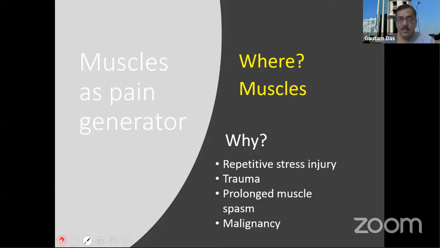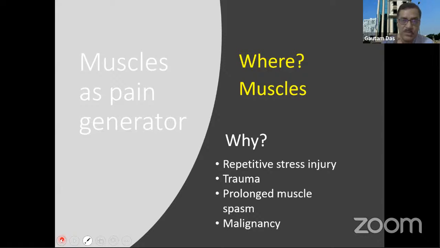So skeletal muscle has very few nociceptive nerves, but in certain conditions like repetitive stress injury, prolonged muscle spasm, sometimes malignancy, all these things can make the skeletal muscle the source of pain because of certain changes. This area of the skeletal muscle is called the trigger zone, trigger point or trigger area. If you stretch that skeletal muscle, it is going to aggravate the pain. And these painful skeletal muscles go into spasm.